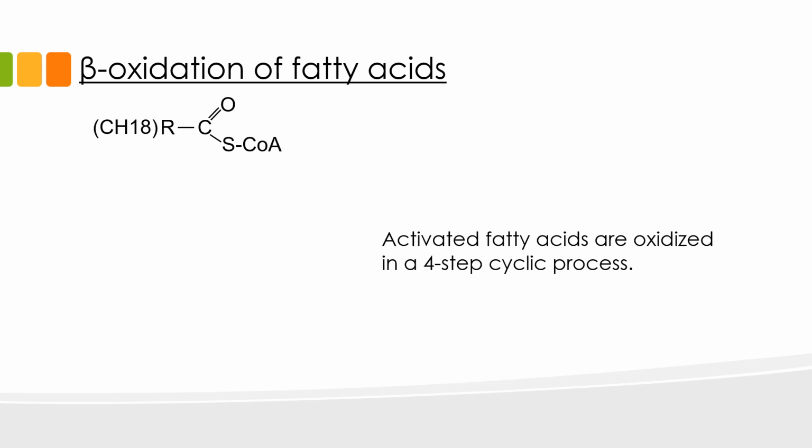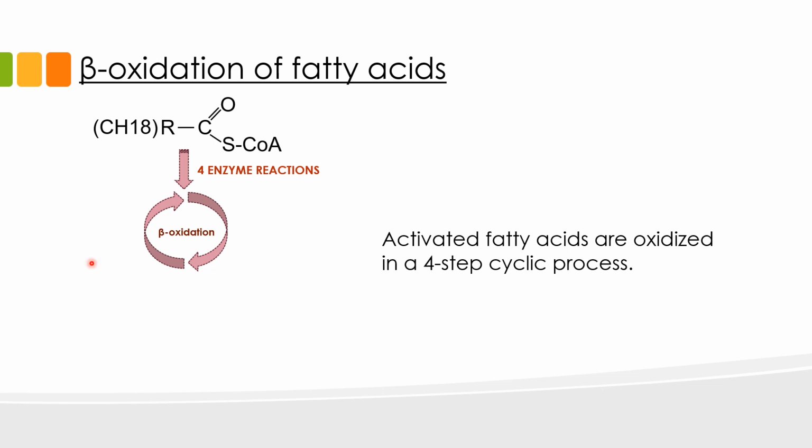Activated fatty acids are oxidized in a four-step cyclic process within the beta oxidation pathway. The final products of beta oxidation are two carbon molecules in the form of acetyl-CoA. Every pass of a fatty acid through beta oxidation yields one acetyl-CoA and a fatty acid chain that is two carbon molecules shorter than the original fatty acid that entered beta oxidation.